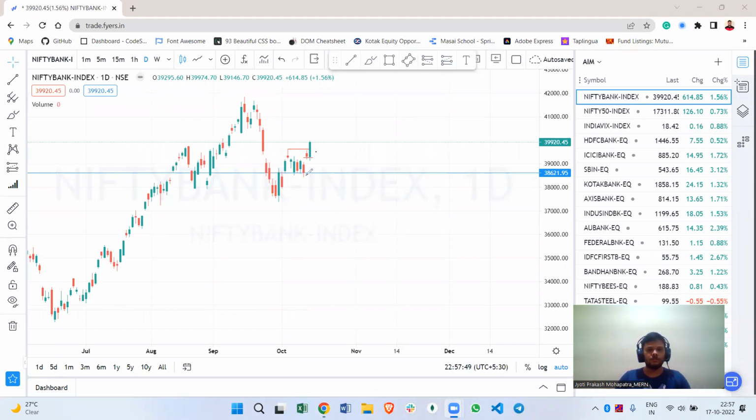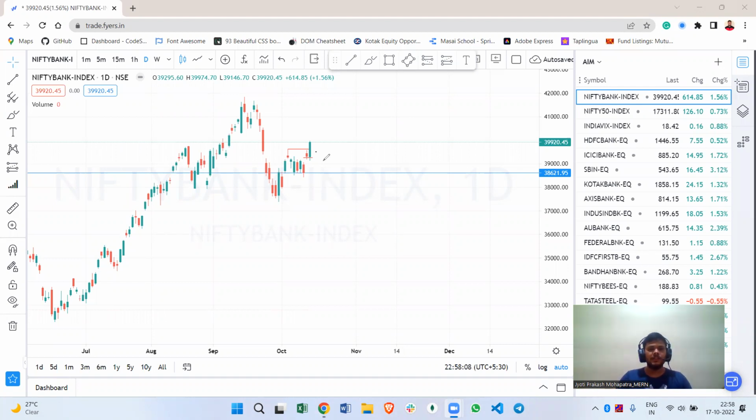First of all, let's look into the Bank Nifty one-day candle chart. After that, we are going to look into the 15-minute chart. For that, first of all, we need to identify the trend. After that, we are going to look into the 15-minute candle chart for identifying any trade.